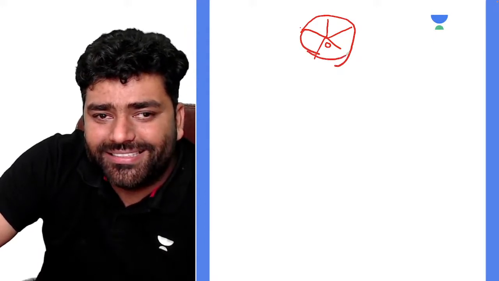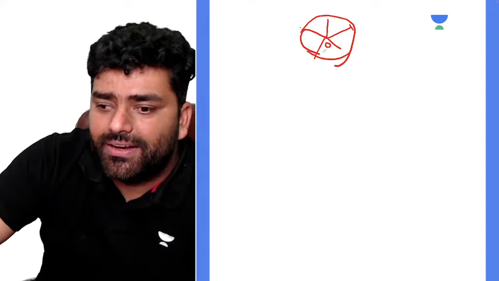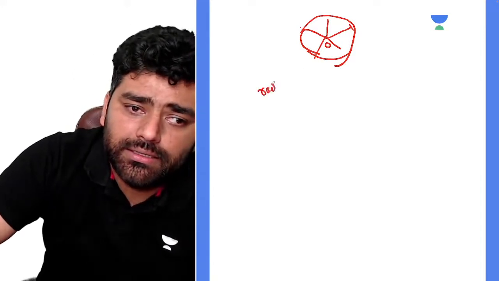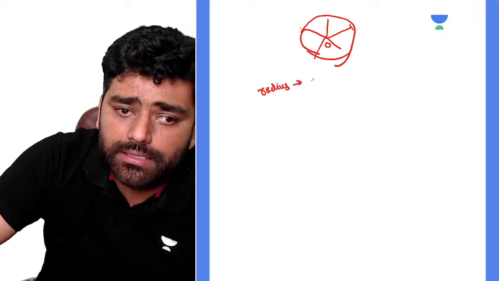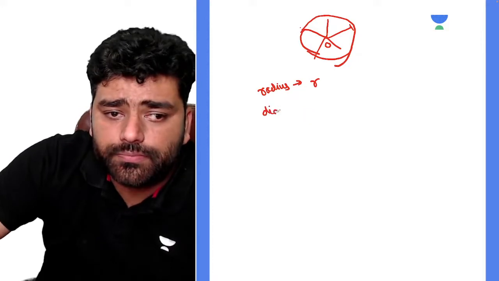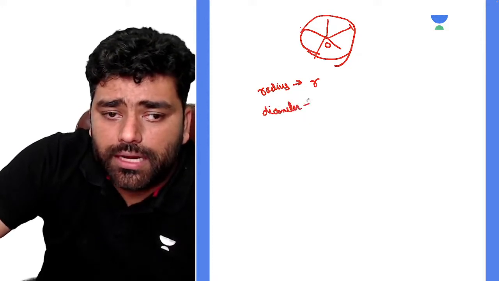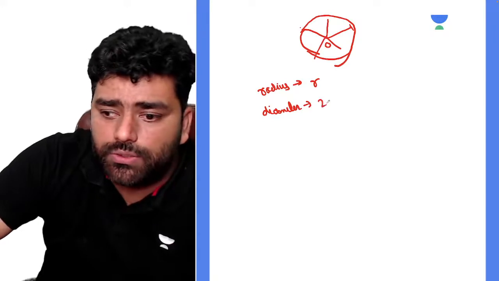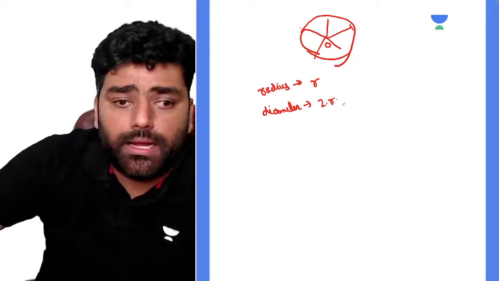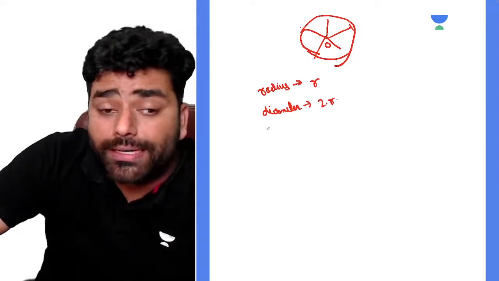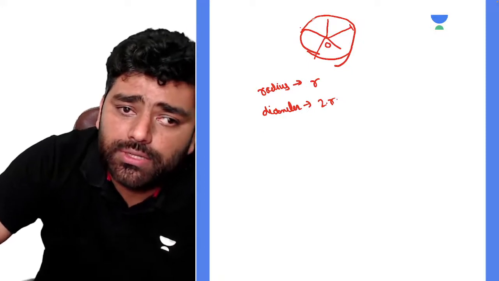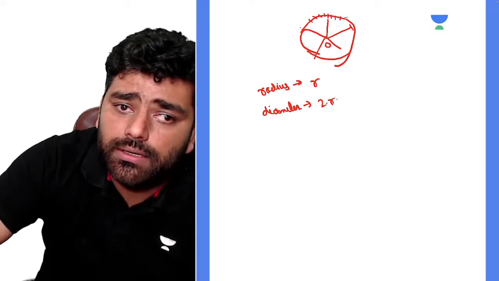Okay, so this is a circle. In a circle the important things are the radius, r, and the diameter. The diameter is double the radius, that is 2 times r, right? And now, what is the circumference? The circumference is the perimeter of a circle.